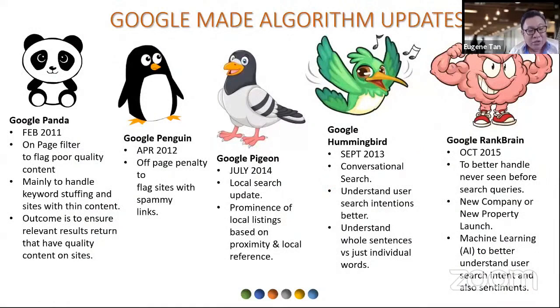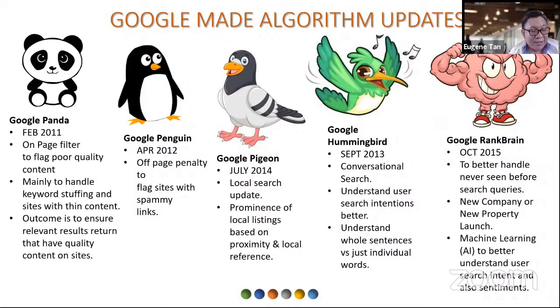So in the race to be more relevant, and because people were trying to cheat the system, in February 2011, Google rolled out Google Panda. Google Panda is an on-page filter, making sure that you do not repeat your keywords too many times and your content become rubbish. So Google Panda addresses quality content on website. Google Penguin addresses that, make sure that you don't get too many links to your website that are non-relevant to your business. So that is Google Penguin, April 2012.